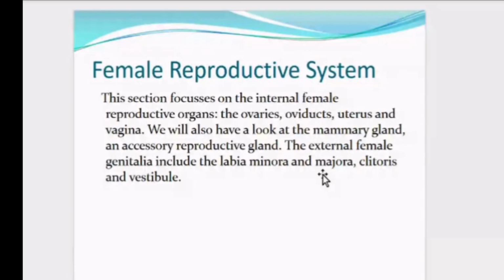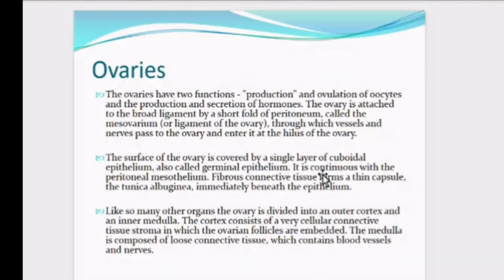We're going to be focusing mainly on our ovaries, our oviducts, the uterus, and the vagina. And then we'll speak about the external structures as well. These are the components of the female reproductive system. So firstly, we can start talking about the ovaries.